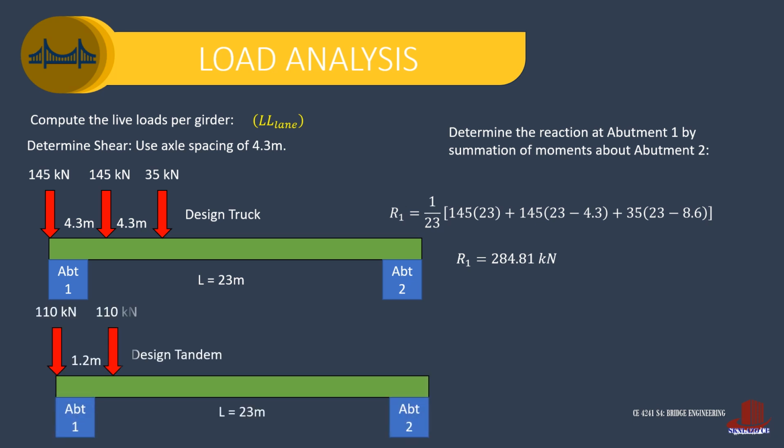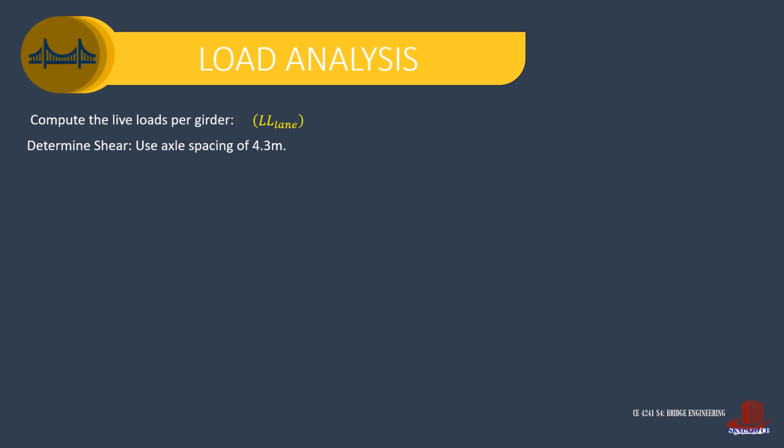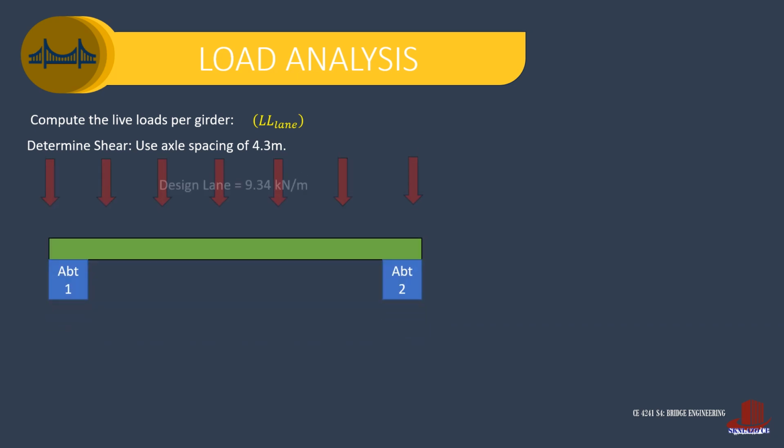Now let's load the design tandem. Place one of the axles flushed onto the support. Then take the reaction of that support. R1 is 1 over 23 times 110 by 23 plus another 110 by 23 less 1.2, giving 214.26 kilonewtons. Comparing these two reactions, 284.81 governs.